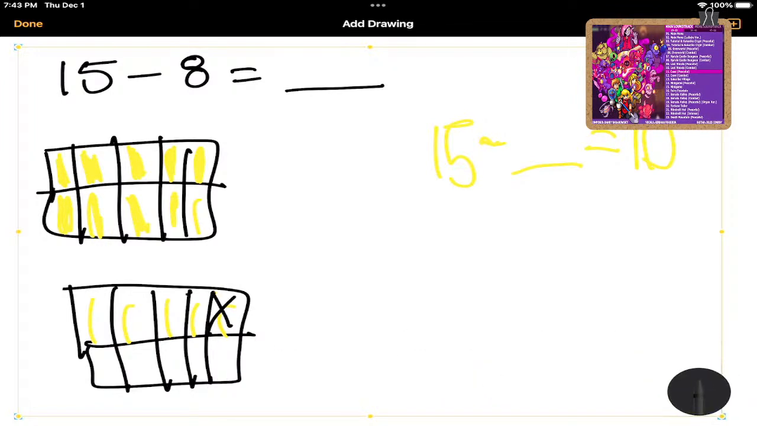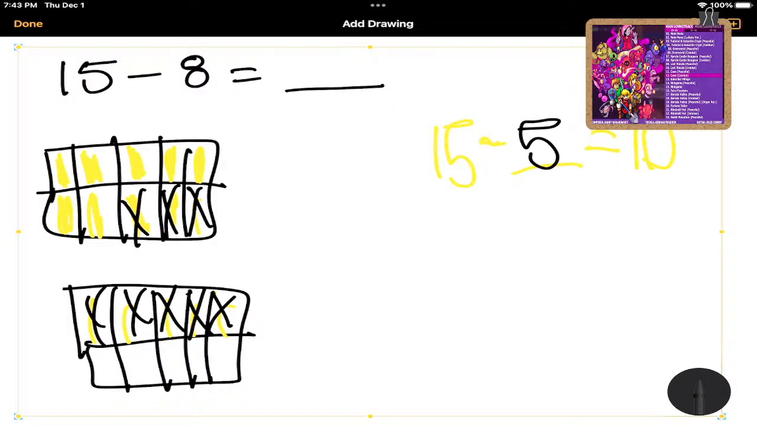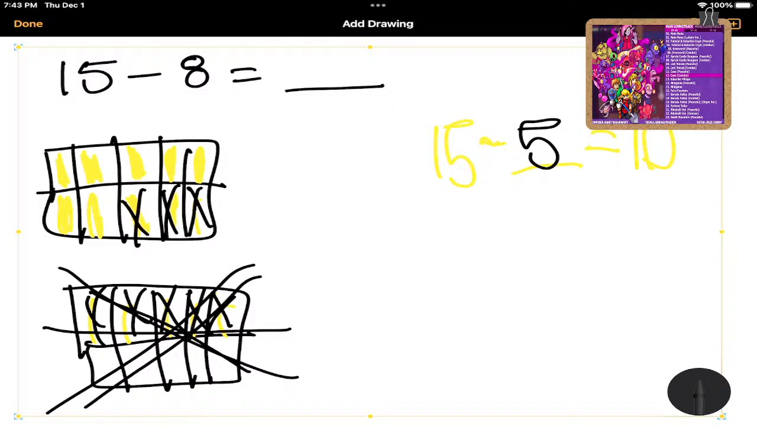1, 2, 3, 4, 5, 6, 7, 8. So how many are you going to subtract to get to 10? 5. 1, 2, 3, 4, 5. Right? Yeah. Okay, so now this box doesn't matter anymore. Alright, what's the second equation now?